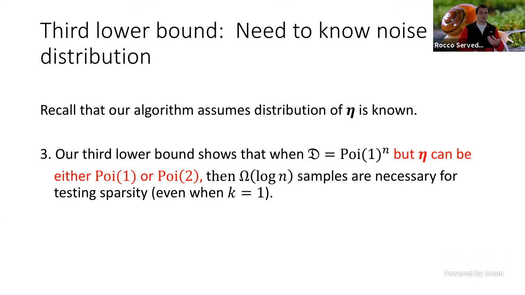I can give you an example of a simple product distribution where, if you don't know what the noise is, it could be one of two possibilities. It's either Poisson 1 or Poisson 2, and you don't know which one it is. Then again, this kind of logarithmic lower bound kicks in. So in order to get constant sample testability, which is our main goal, you really do need all these conditions that are in our main theorem statement.